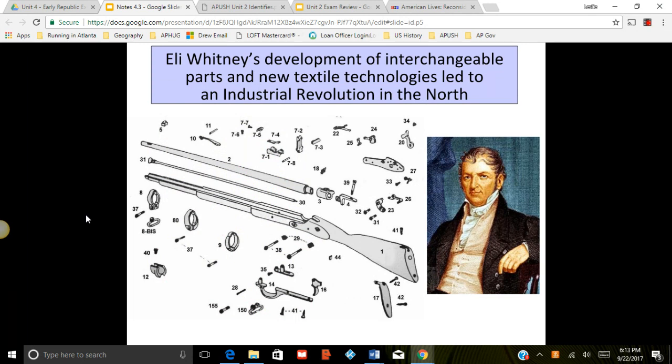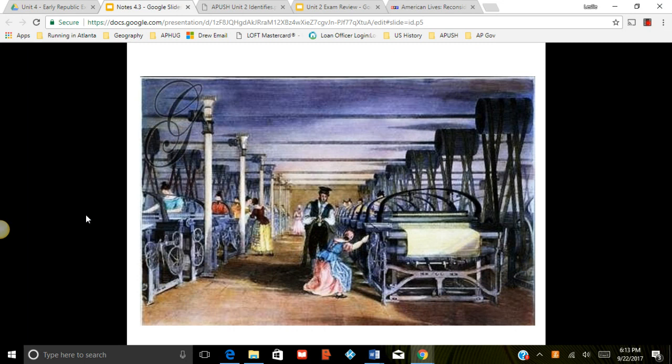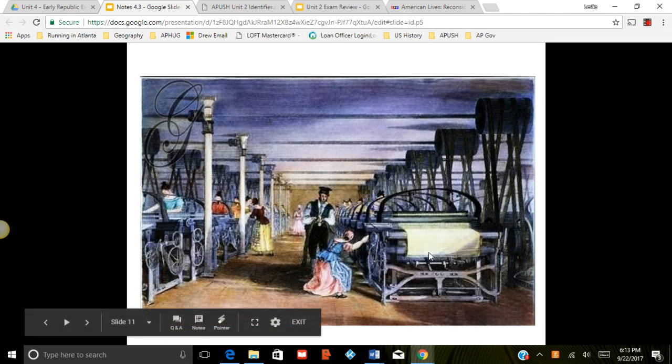Eli Whitney is a pretty prolific inventor, and the northern economy is going to be drastically affected by the use of interchangeable parts, which is his invention, and also new textile technologies. So the sewing machine, the power loom, and the spinning mule are all inventions that are going to drastically affect factory and textile production in the North. As you can see here, an assembly line factory system for producing cloth is implemented. Of course, the cloth is going to rely heavily on the southern cotton.